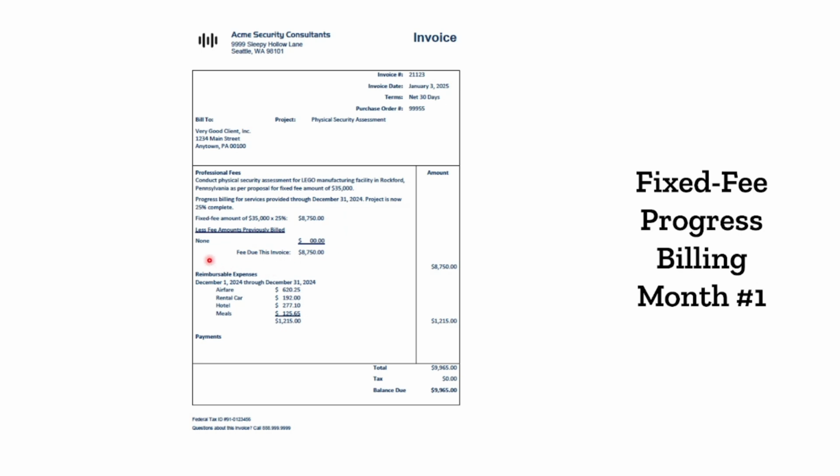To this, you would add any reimbursable expenses that you incurred on behalf of the client during the month. These two figures would be added together to arrive at the amount that was due for this monthly invoice.